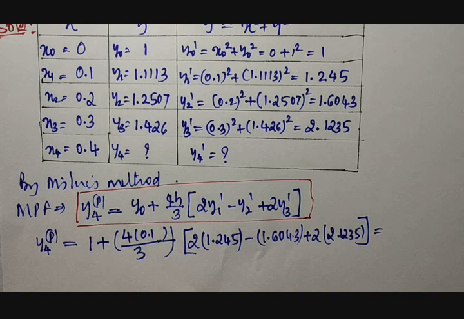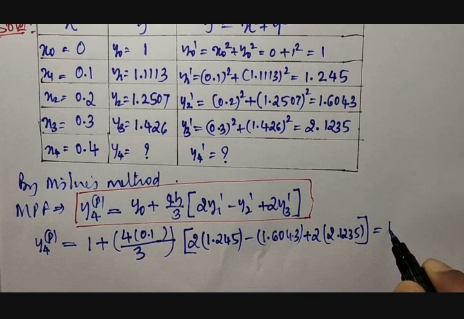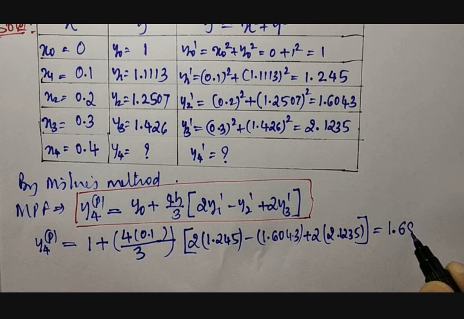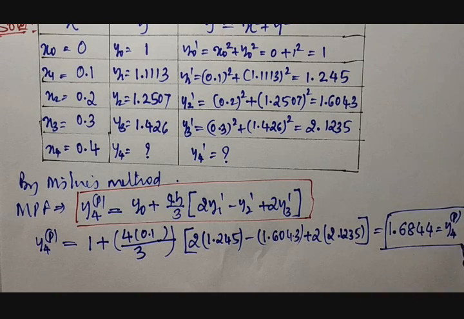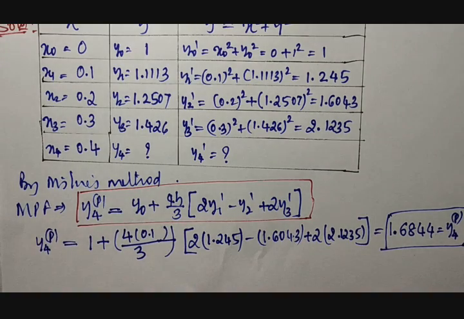If we calculate all these values, that is 1.245 minus 1.6043 plus 2 into 2.1235, that is 1.6844. This is a prediction to y4. Clear? This is a prediction to y4.